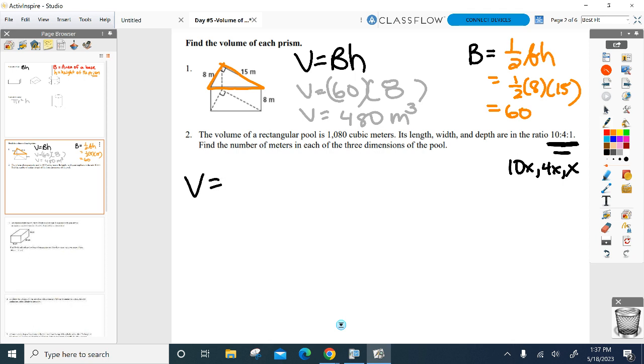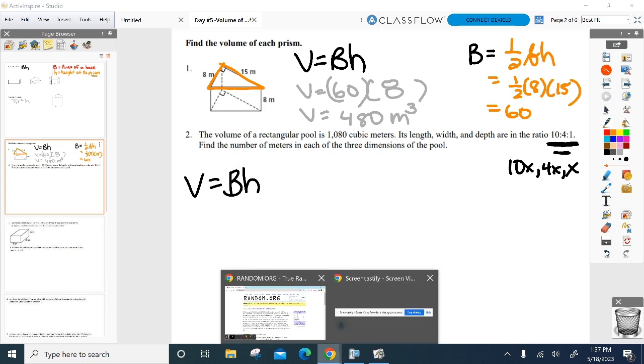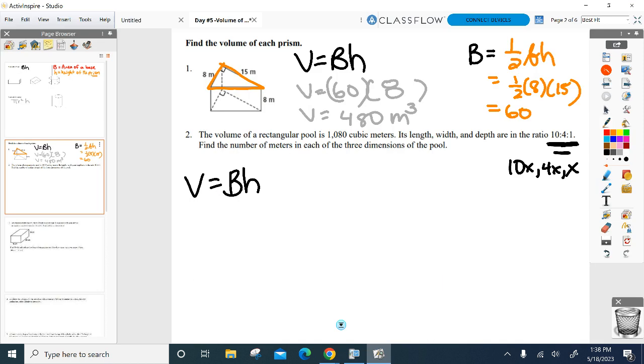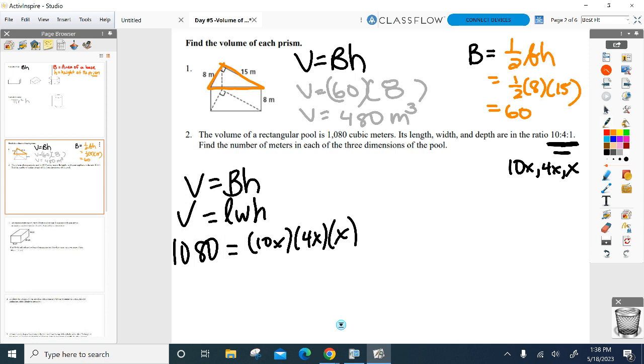This is a prism, rectangular pool, right? So we can start out with BH. What's the shape of the base, though? Rectangle, length times width. So capital B will be length times width, and then the height. Some of you are probably familiar with that, right? Length times width times height. All right, 1080 equals, here we go, 10x times 4x times x. We're all good there.